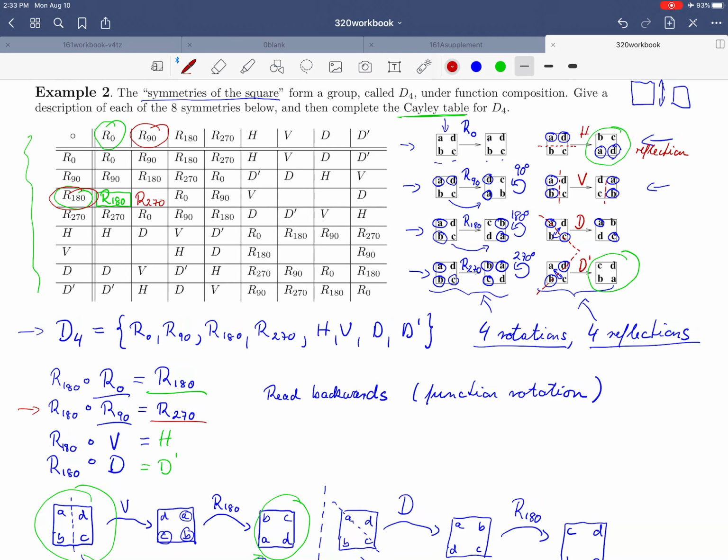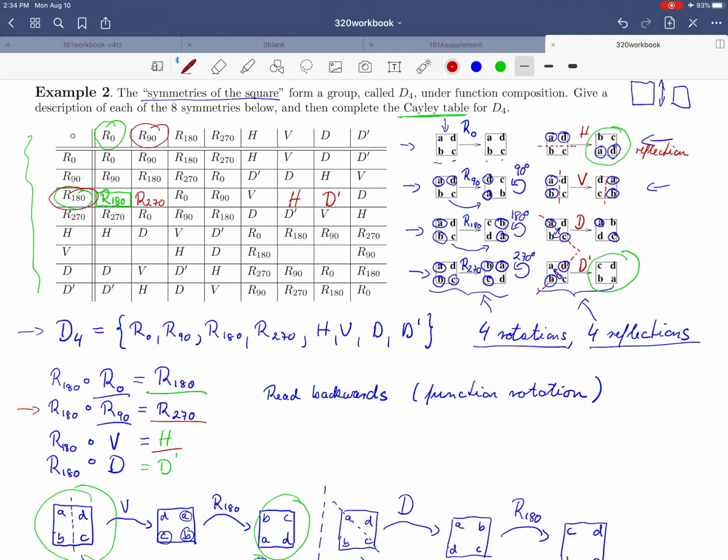And then what else did we do? We did that vertical followed by the rotation with 180. That is the entry over here on the right. So that is H. So that is this one right there. And then we also did the one next to it. So we filled in this entire row. This is D prime.